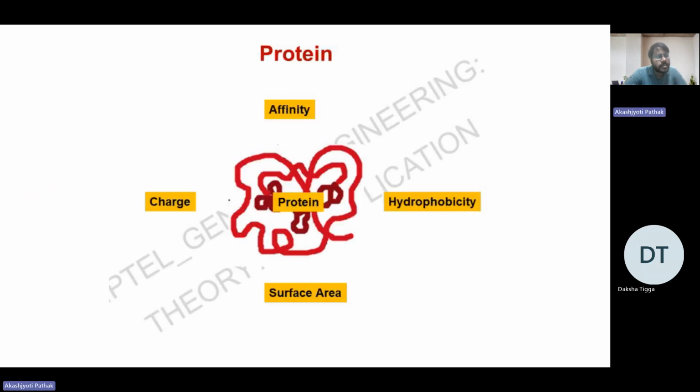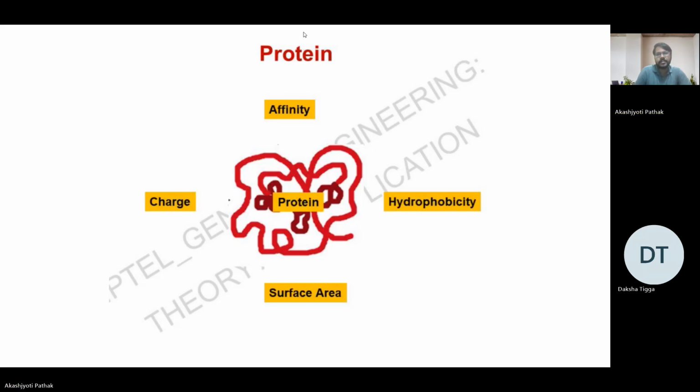So till now we understood the basics of chromatography. What is the principle of chromatography? What is resolution? What is retention time? Now you want to use this principle of chromatography to purify your protein. So your protein has different characters, isn't it?